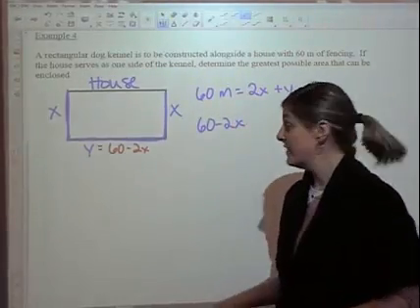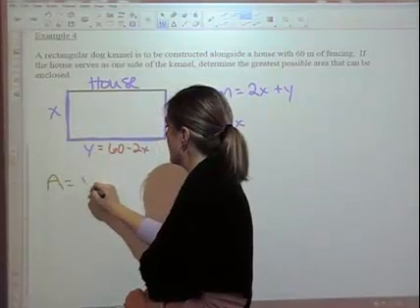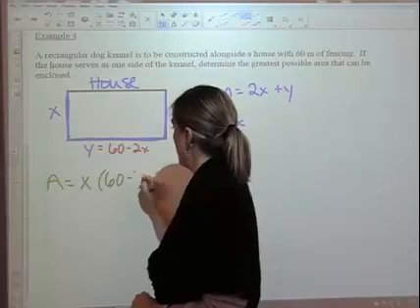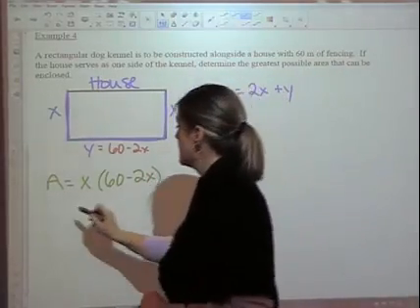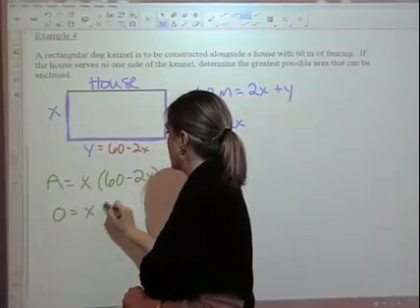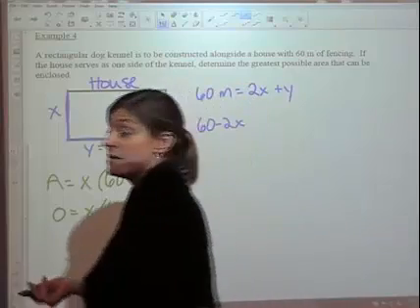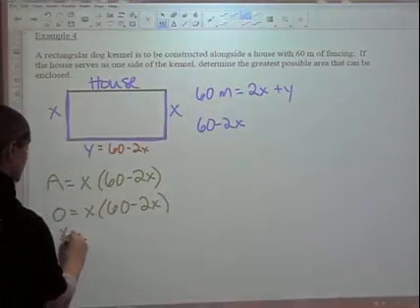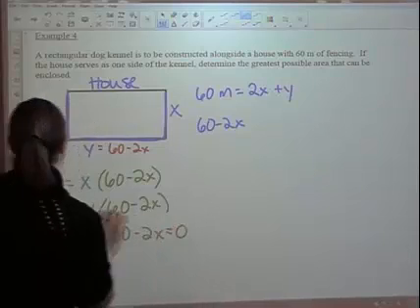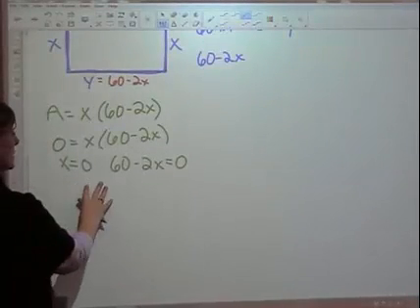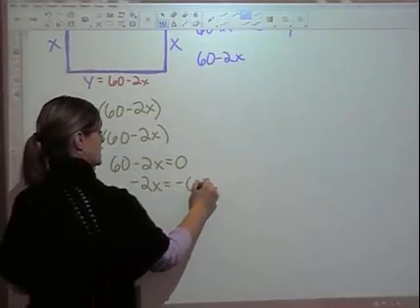All right, so now we need to find the area. And remember that area is length times width. So we have x times 60 minus 2x. So now let's take a look at what our roots are going to be. So 0 equals x times 60 minus 2x. And so each of those can be set equal to 0. So x equals 0, and 60 minus 2x equals 0. So we have x equals 0, and then we have negative 2x equals negative 60.